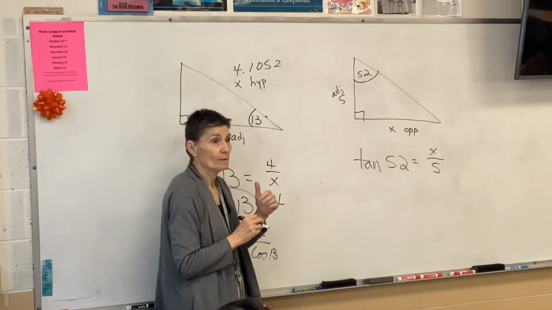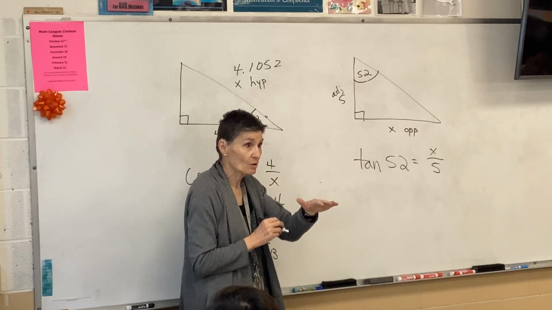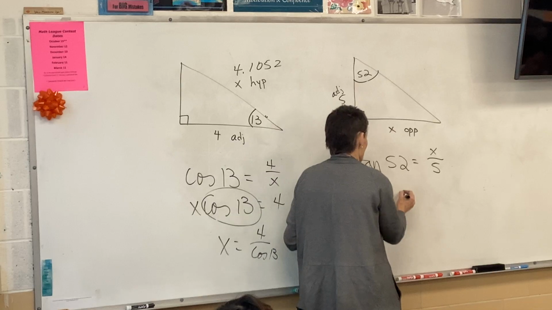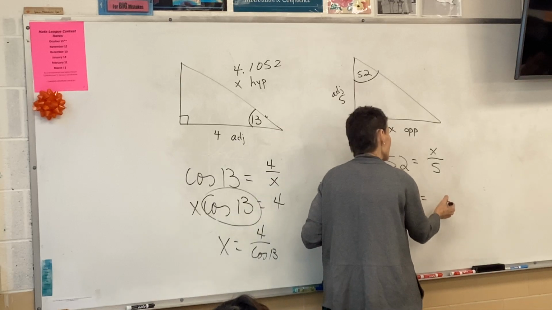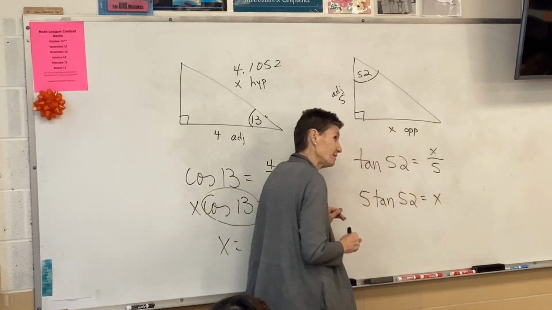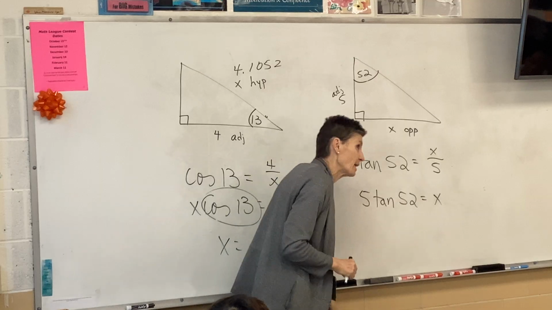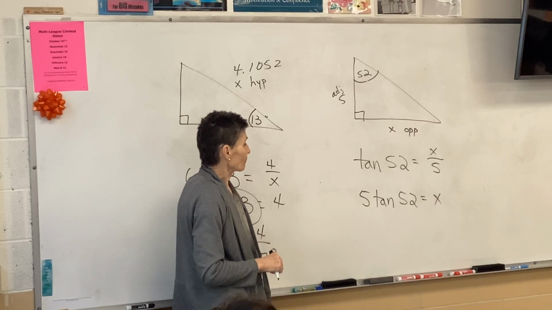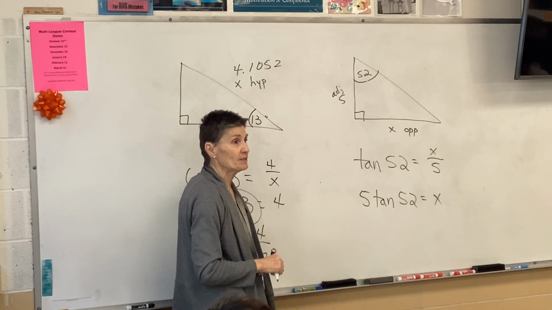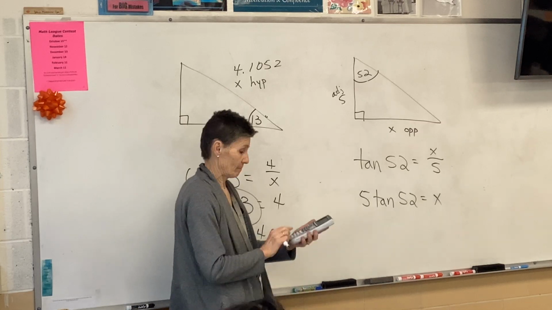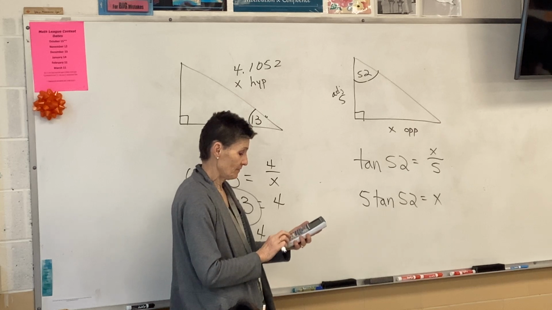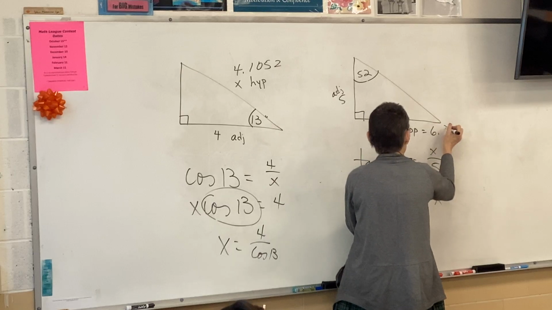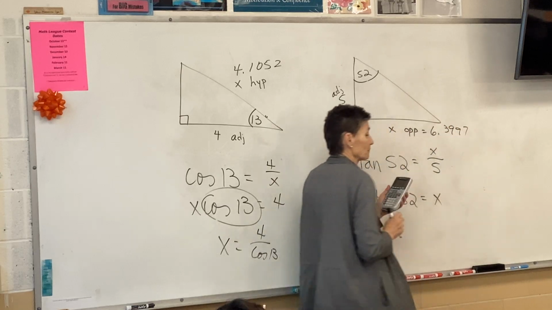Now, we have a denominator, we're going to get rid of it. So we're going to multiply by 5. You can, the problem is you don't have a cotangent button, so you're ultimately going to have to do a tangent anyway, so you might as well just do tangent from the start. 5 tan 52, type it in. 5 tan 52, 6.3997.